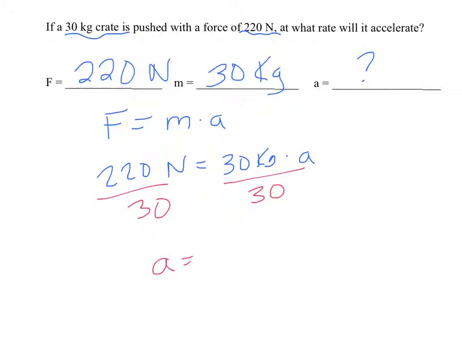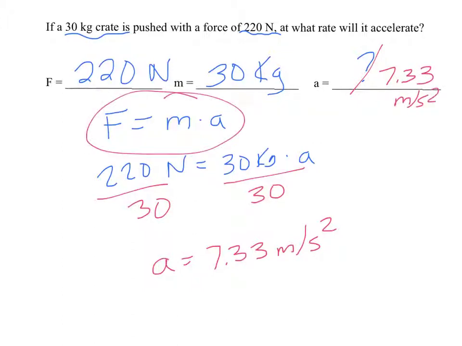which will be 7.33, and the units of acceleration are meters per second squared. Now one thing you can do, just to check that real quick, make sure you didn't make a mistake, is go back and use your original equation and say, okay, does 30 times 7.33 equal 220? It does, so it doesn't hurt to check your work really quickly.